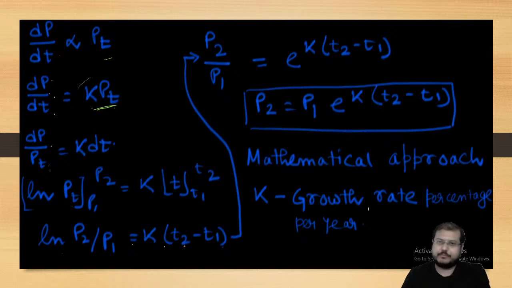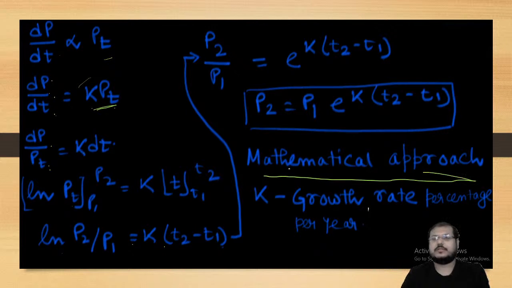It is very important to know that this is a mathematical approach. Be careful about this. It is not the statistical approach, just the mathematical approach. And K is actually called the growth rate percentage per year. It is a mathematical approach, and K is called the growth rate percentage per year. Okay.